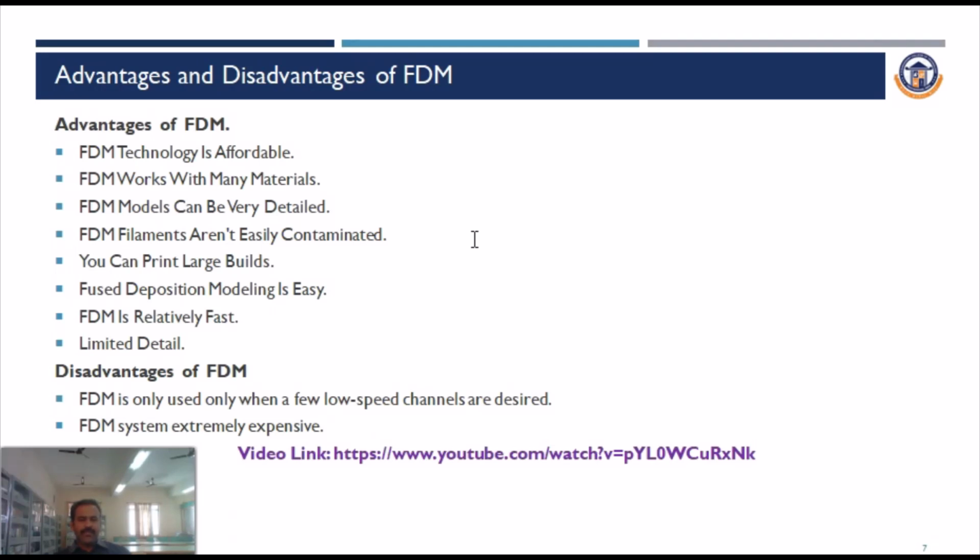FDM is relatively fast. Then, limited detail is available for this FDM process. The disadvantages of fusion deposition modeling are that FDM is only used when few low-speed channels are desired. FDM systems are extremely expensive. These are some disadvantages of FDM.